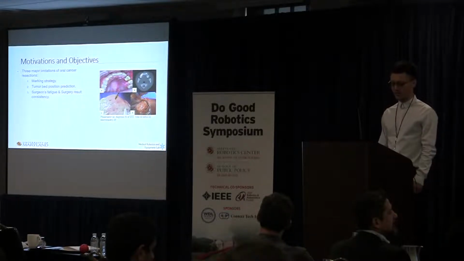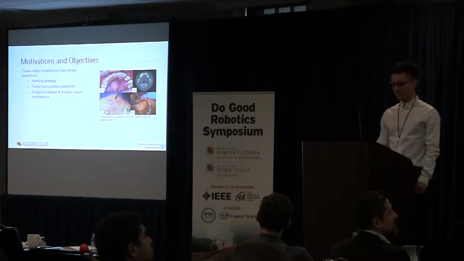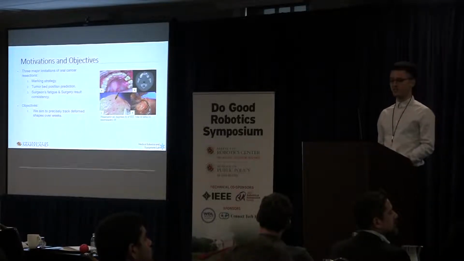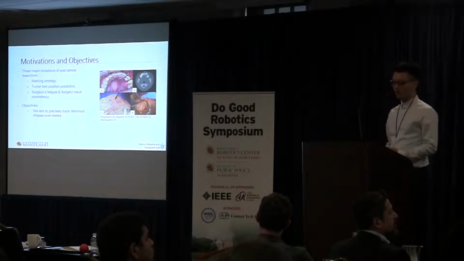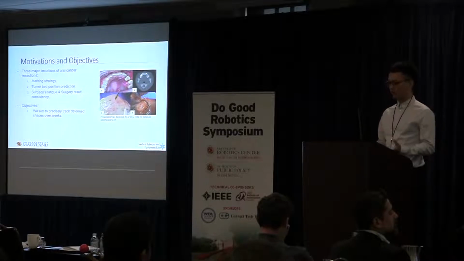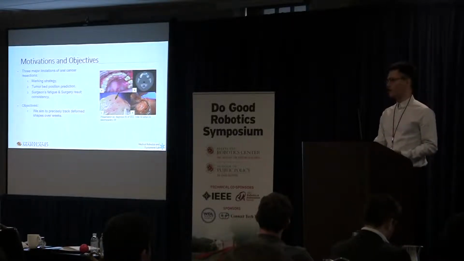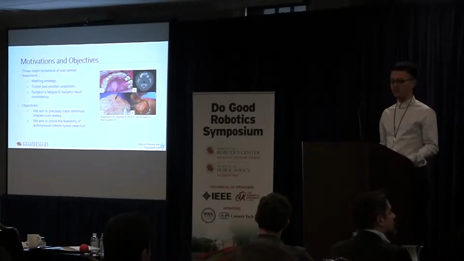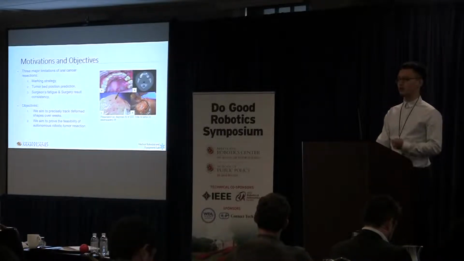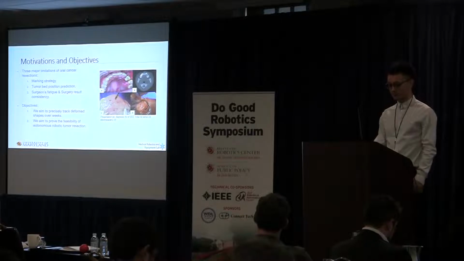Lastly, the third limitation: surgeons will feel tired after long hours of operation, which leads to inconsistent surgery results. So firstly, we aim to precisely track deformed shapes over weeks. If we can do that, we can track the deformed tumor shape even after chemotherapy, even after the tumor shape changes. What's more, we want to prove the feasibility of autonomous robotic tumor resection. The robot will never feel tired. It will always give us consistent results, even over a full day of operations.